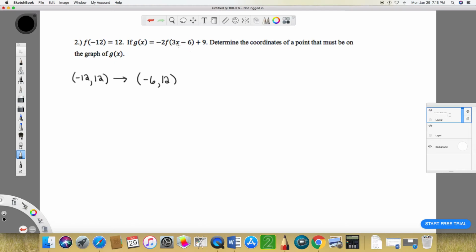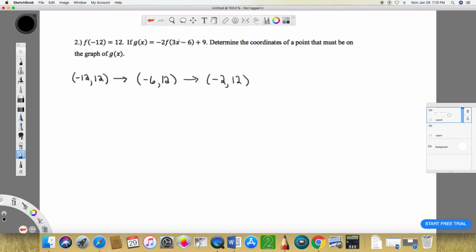And then we look to this 3, but instead of multiplying by 3, we multiply by the reciprocal, 1/3, and 1/3 of negative 6 is negative 2. That's a horizontal shrink by a factor of 1/3. Those are the only two transformations on the x-coordinate, so this negative 2 is going to stay negative 2 for the rest of the problem.